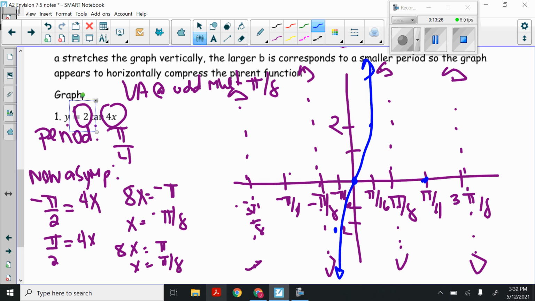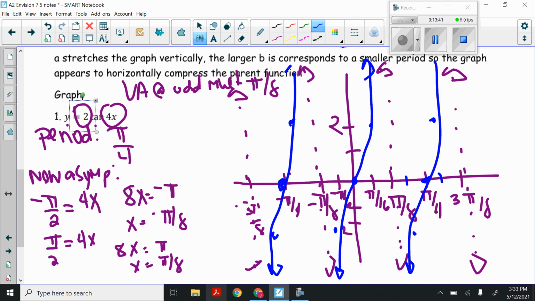So then at pi over 4, I'm at 0. So again, halfway in here. So this is going to be at positive 2, negative 2. Zero, positive 2, negative 2. So I actually gave us 3 full cycles there. On our homework, we're going to have at least 2 cycles, okay? All right, so then let's go to the next one.